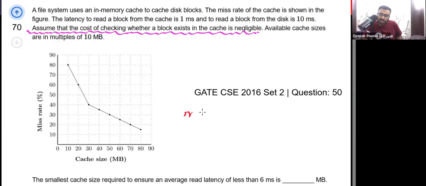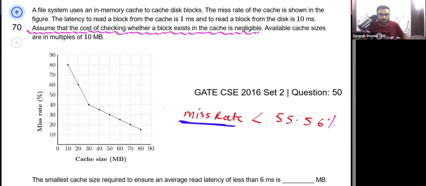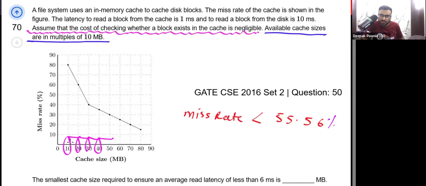Okay, this is what we have found, that miss rate should be less than 55.56 percentage. Okay, in the percentage we have found. So miss rate should be less than 55.56 percentage. And remember, the question is asking for the cache size, and the question is saying that available cache sizes are multiples of 10 MB. Means only these are the available cache sizes: 10 MB, 20 MB, 30 MB, 40 MB, like that. Okay, so here you can see we want to find what is the smallest cache size.